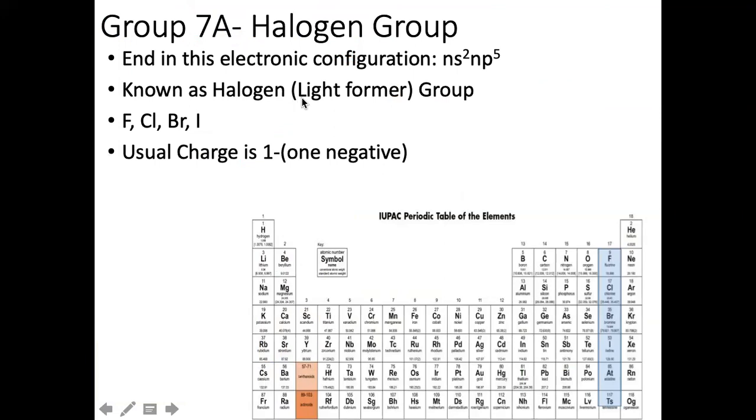Halo means light. So these elements are usually a component for making lamps. That's why you keep on hearing halogen lamps, the one that's being used in court, right? So we have the halogen lamp, we have the chlorine lamp, okay? We have the iodine lamp. So these are light formers. Halo means light, gen means genesis. And so the usual elements here would be fluorine, chlorine, bromine, and iodine. And the usual charge is 1 negative.